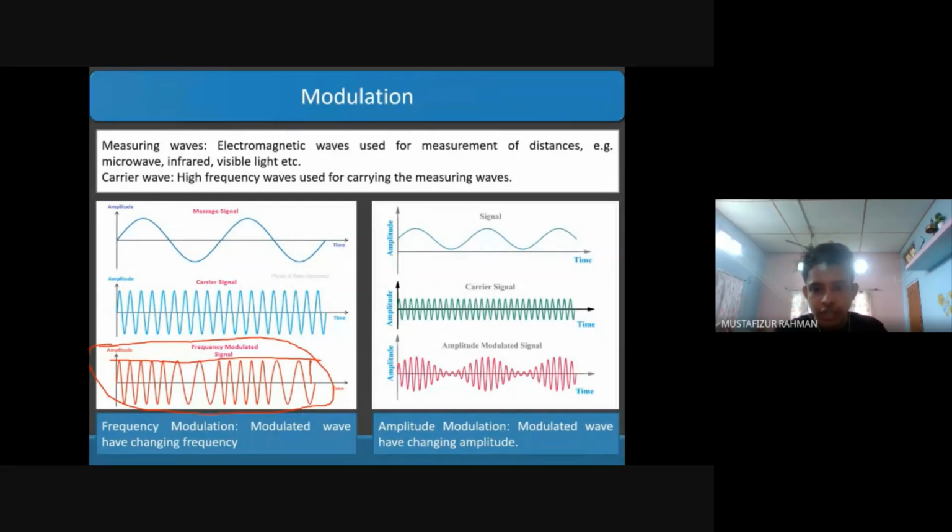When amplitude is changing, as we see in this case, the frequency is constant, but the amplitude is changing. So this is amplitude modulation. Then finally, after receiving, they will be demodulated, the carrier wave and the signal wave, or the measuring wave, will be separated, and measurement will be carried out based on the measuring wave or the original signal, as shown here.